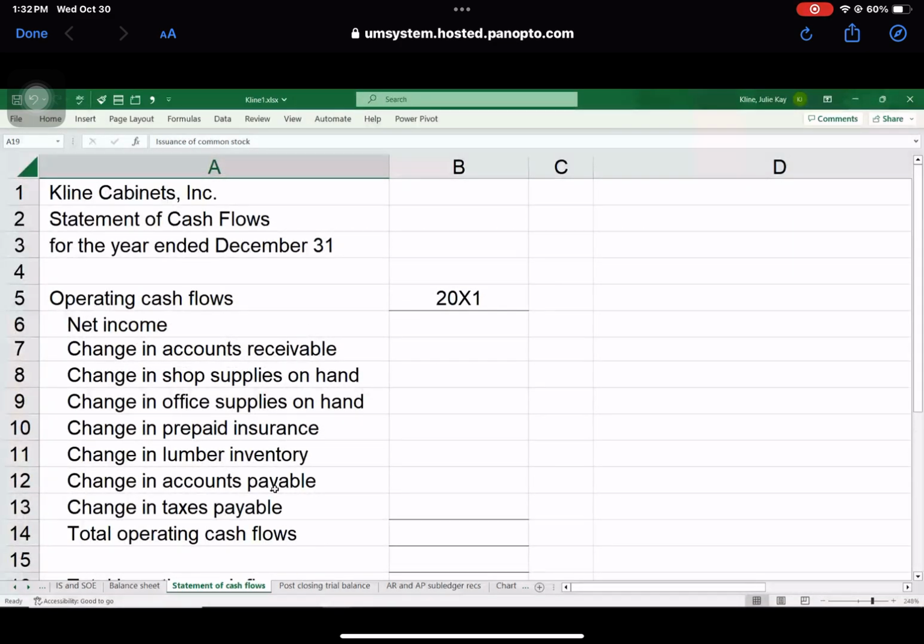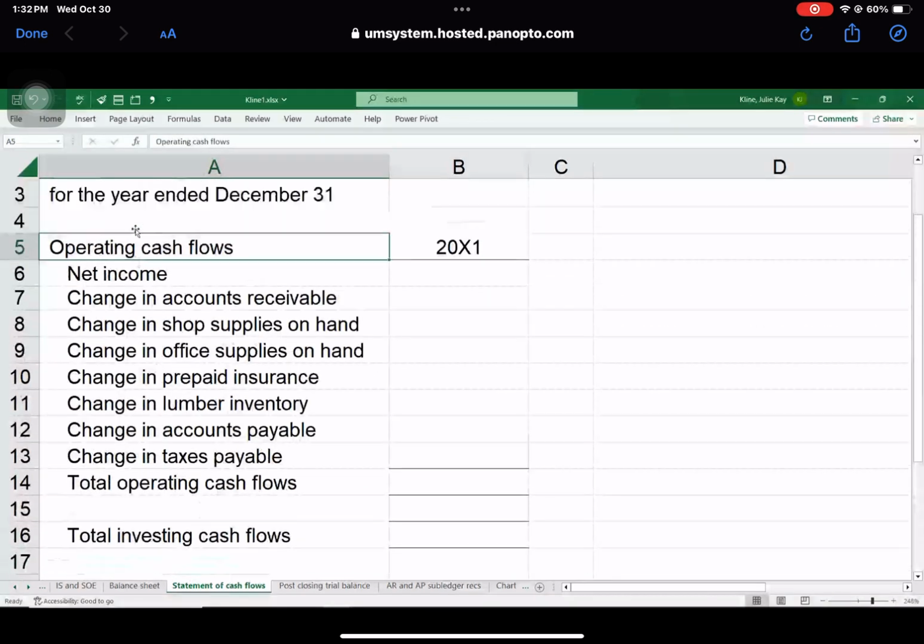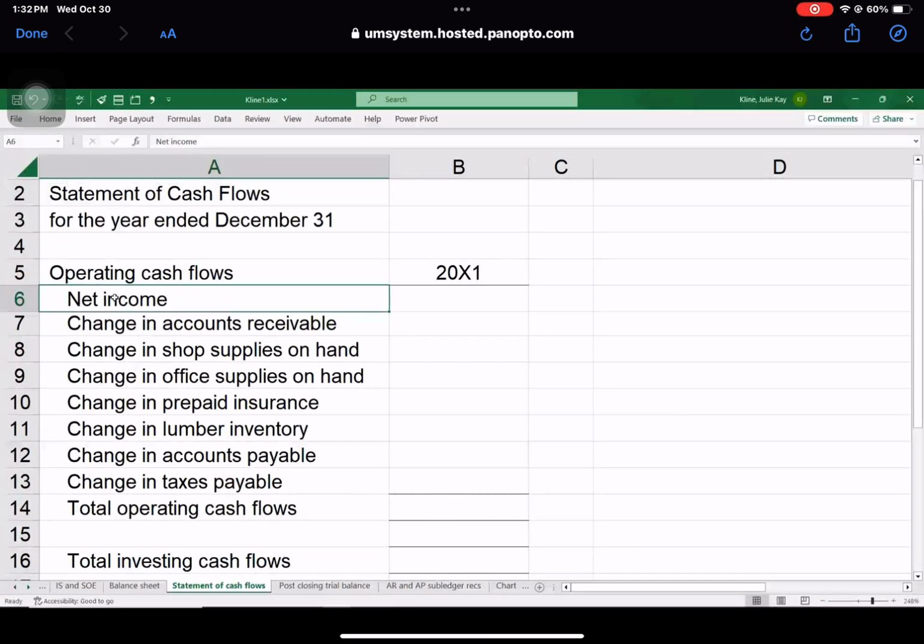So let's walk through these sections of a cash flow. There are three sections: the operating, investing, and financing. The operating section is going to start with net income, and underneath it, we are going to adjust net income for the change in current asset and current liability accounts to convert net income to a cash number.